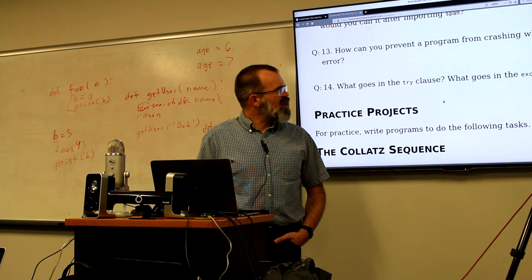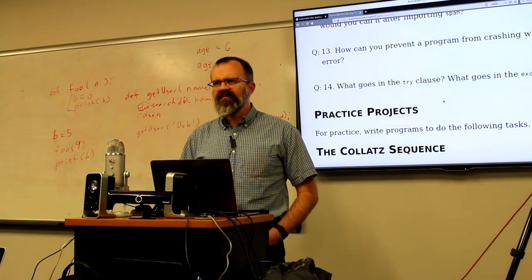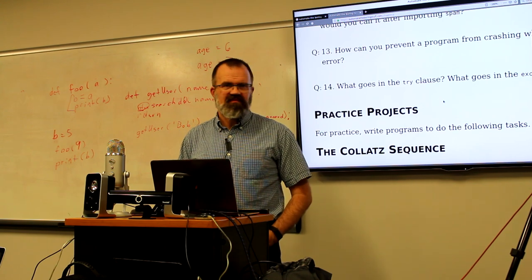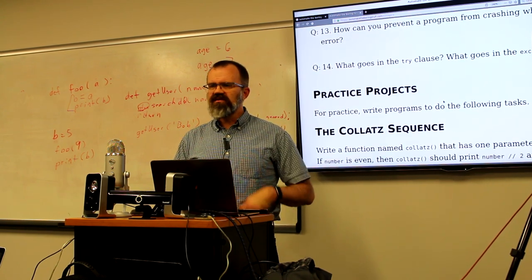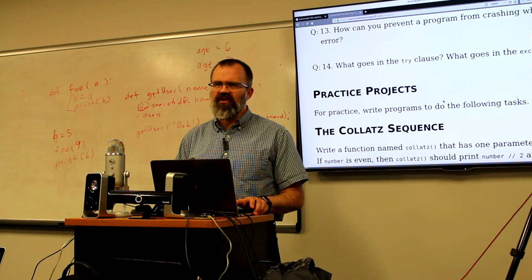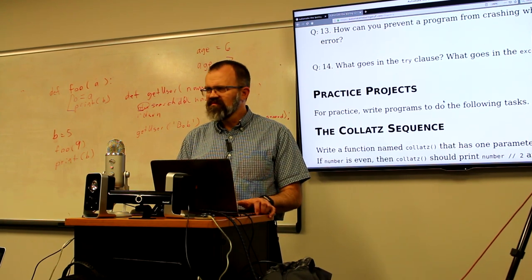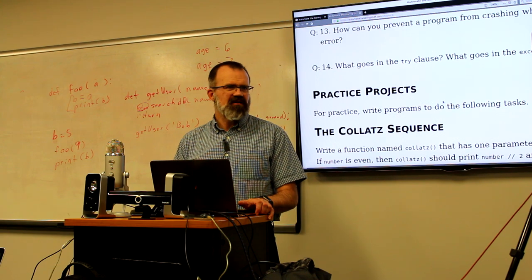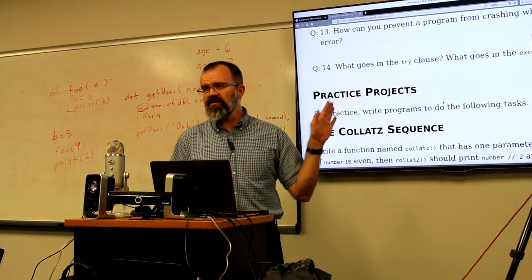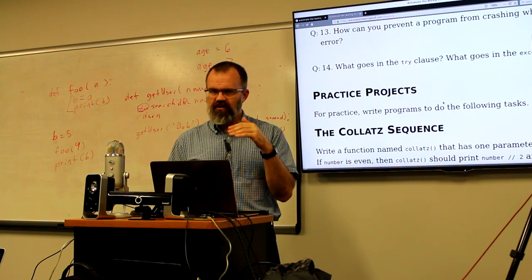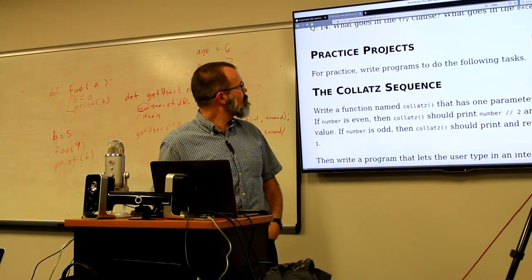How do you prevent a program from crashing when it gets an error? Include the try except. Okay. What goes in the try clause? What do you want to try? And that's typically wrapped in a block. Okay. What goes in the except clause? How do you want to handle the exception? The error that you want to handle, which is typically wrapped in a block. Okay. The except clause also has a name to allow you to reference the exception. So you'd say except some name, and then that way you could use that exception inside that handling block. Okay.